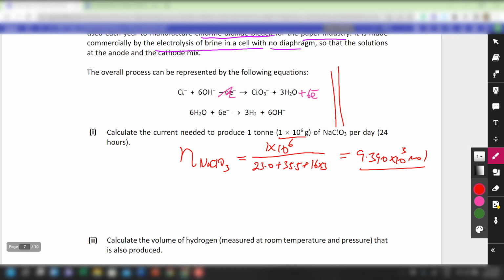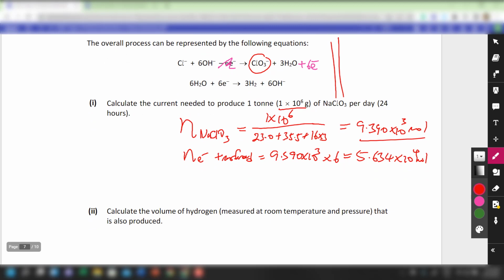And then if I produce this amount, that will be equivalent to ClO3 minus, and the stoichiometric ratio between chlorate and the electron transfer is 1:6. So therefore, the number of moles of electrons transferred will be equal to 9.390 times 10 to the power 3 multiplied by 6, and then I take out the calculator and punch the values. 5.634 times 10 to the power 4 moles.